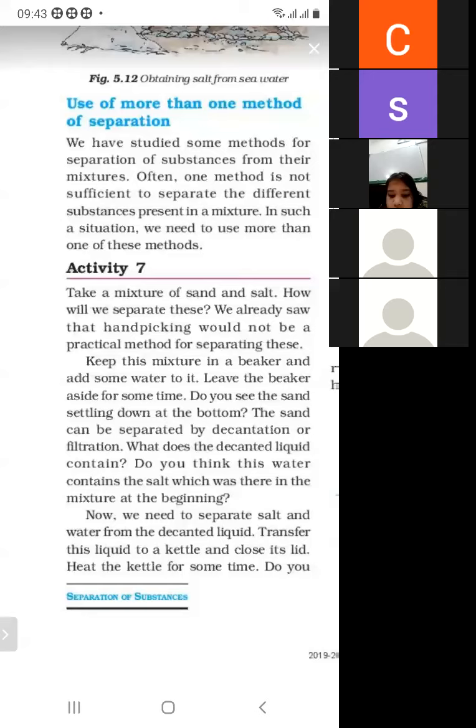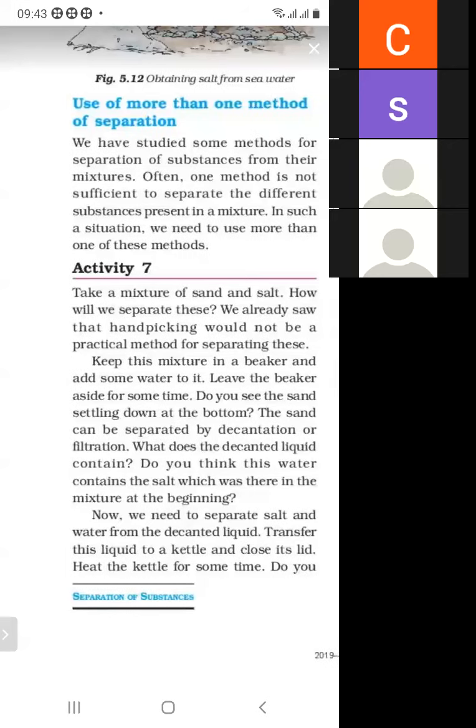So how can we separate sand and salt? We already saw that hand picking would not be a practical method for separating these. So for separating sand and salt, we cannot use the method of hand picking. So how can we separate?